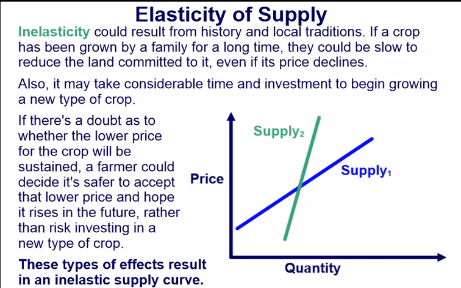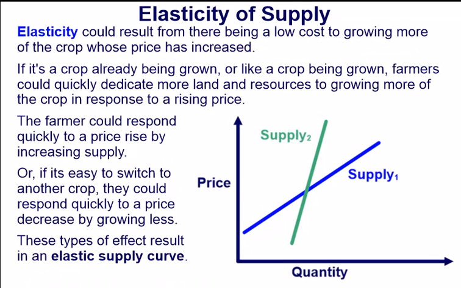Also, it may take considerable time and investment to begin growing a new type of crop. If there's a doubt as to whether the lower price for a crop will be sustained, a farmer could decide it's safer to accept that lower price and hope it rises in the future rather than risk investing in a new type of crop. These types of effects result in an inelastic supply curve.